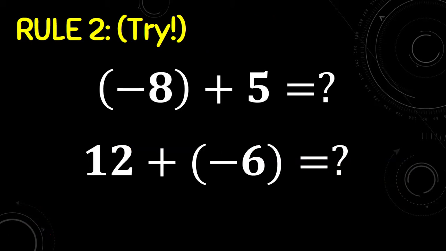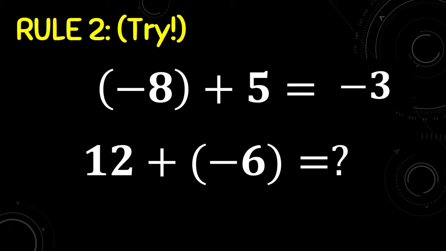I'll give you another 5 seconds to mentally calculate these two examples. Now, the first example, we have here negative 8 plus positive 5. That is 8 minus 5. 8 minus 5 is 3. Yet the larger number is 8 and the sign of 8 is negative. So our result is negative 3.